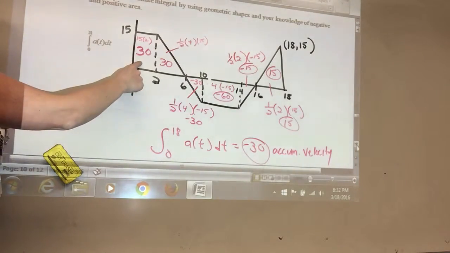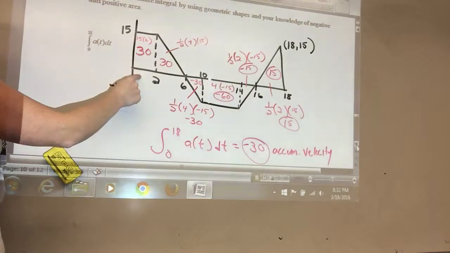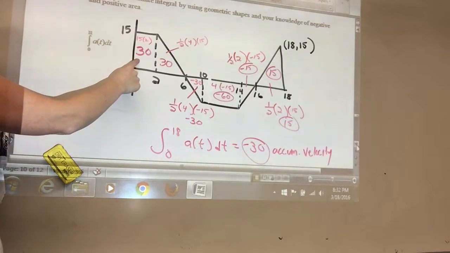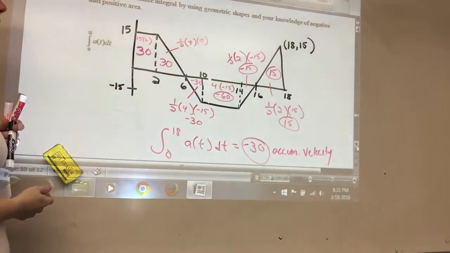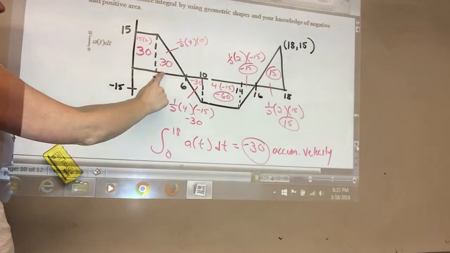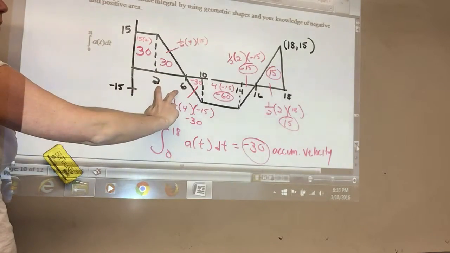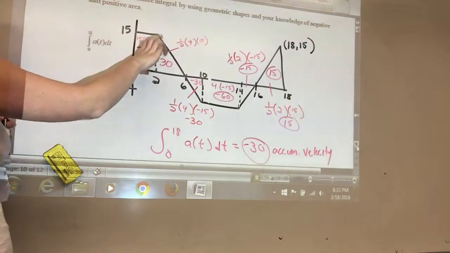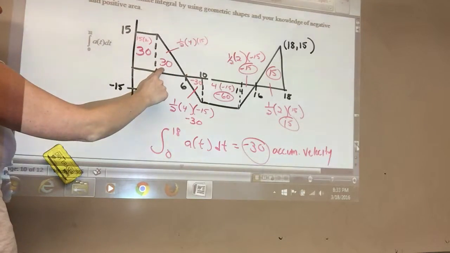This one here, the length times the width would simply be 15 times 2, and that's where I got my 30. When I had a triangle, I did 1/2 the base times the height. So this would be 1/2. The base was 4 blocks large, and the height was 15. So here's my work, and here's my final answer.